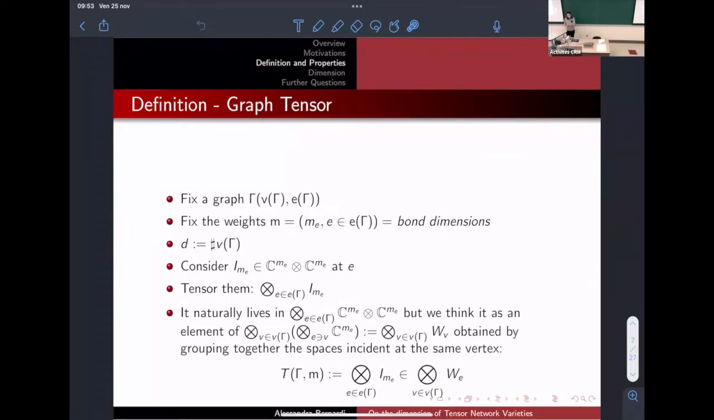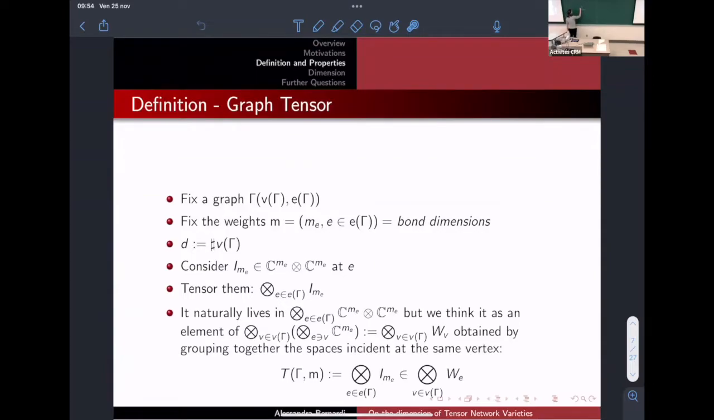I think that apart from the talk of Albert yesterday, we have seen the physical standard definition of tensor network variety. I would like to go through a different definition that is different just as far as it is formalized, because they define the same object, but let me go through it. Okay, so fix a graph. I just do this because I will have an example on this, but you can fix the graph you want, okay?